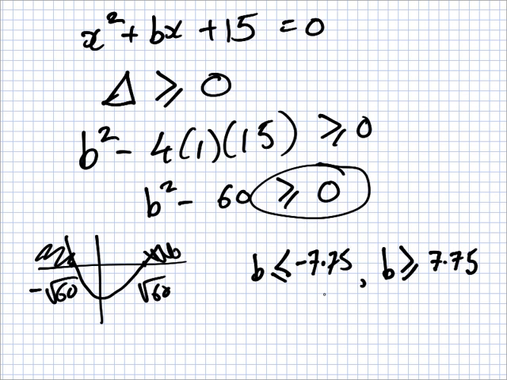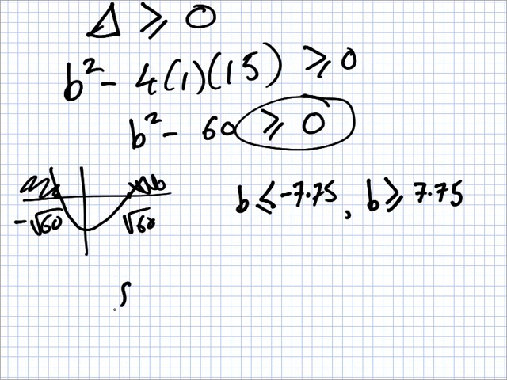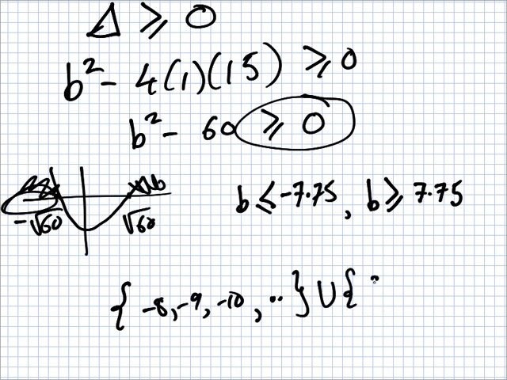So I actually don't see any of these answers, because what I'm saying is, b has to be smaller than minus 7.75, that's like minus 8, minus 9, minus 10 and so on, and b bigger than 7.75, that's like 8, 9, 10, etc. So is any of those the answers? It should be none of these, which is the answer. None of these answers match this.